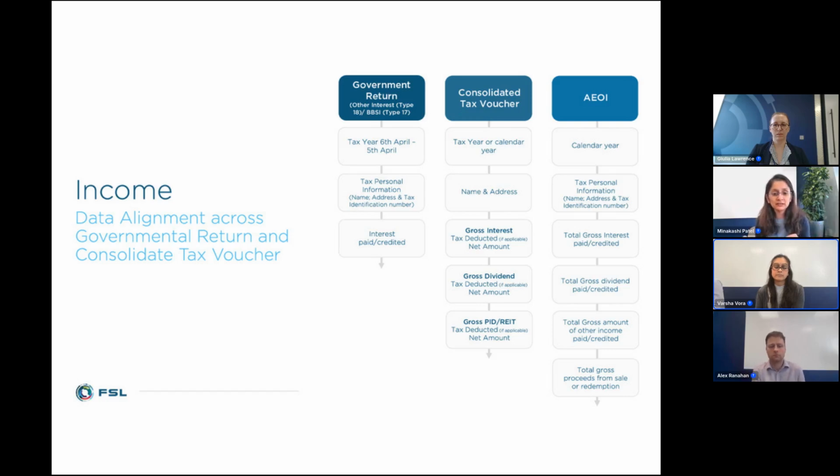But then if you have a look on the other side at CRS, that takes in the total gross interest paid and credited, and also the gross dividend paid and credited. And I get that the CRS is calendar year based, but technically if you added up the data from April to December, it should match up to what you've got somewhere in the consolidated tax voucher as well. So there's a lot of synergy between all three returns. Appreciate the last one, the AEOI, is on a calendar year basis, but the data that's required on all three and the level of data is quite similar, and they all do interact quite nicely with each other.